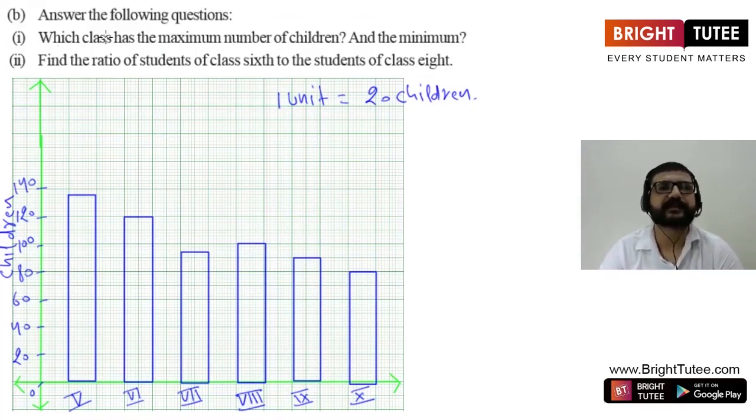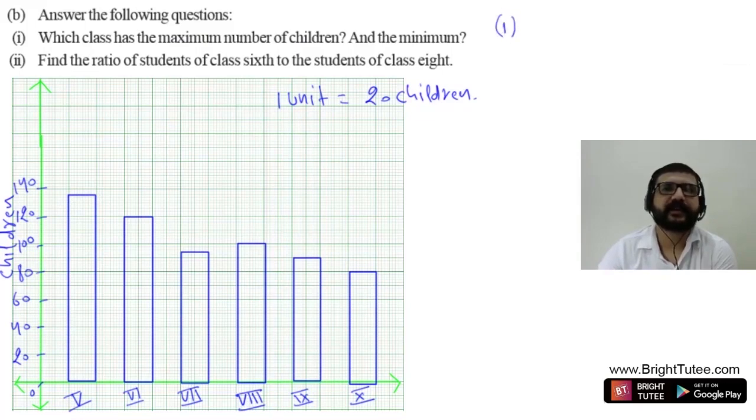Now we have to answer these questions here. The first question is, which class has the maximum number of children? Now as we can see, the highest bar is corresponding to class 5th. So it will be 5th class which is having the maximum number of students. So it will be class 5. And then we have to tell which class is having the minimum number of children.